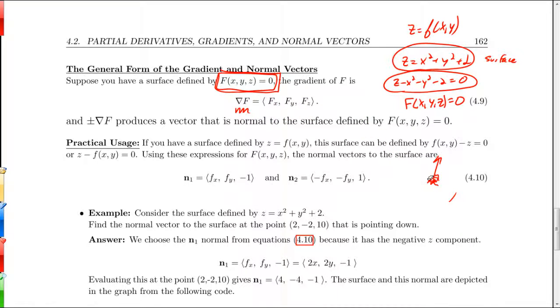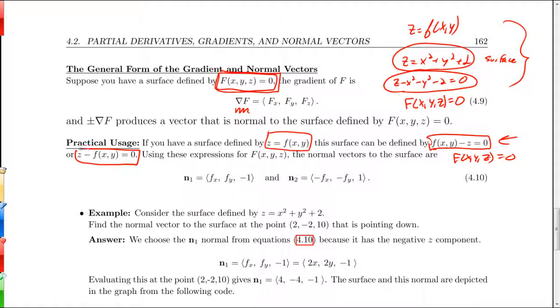And so specifically, if I already have my function defined explicitly, you can always write that, just as I did here, as I take the original function, subtract z from both sides, and I get this form of capital F of x, y, z equals 0. Or I can subtract little f of x, y from both sides, and I get this form of capital F of x, y, z equals 0.